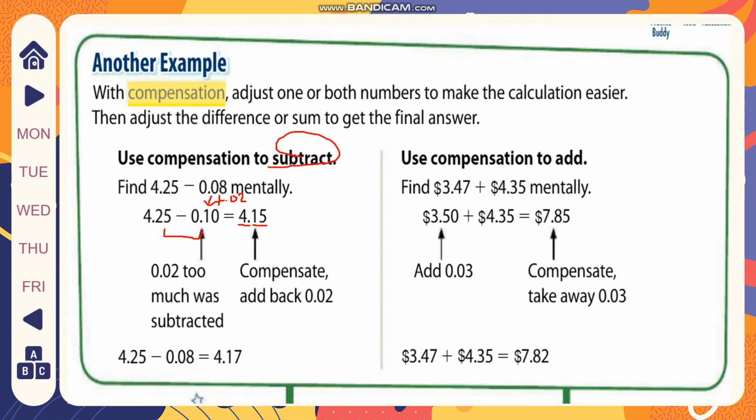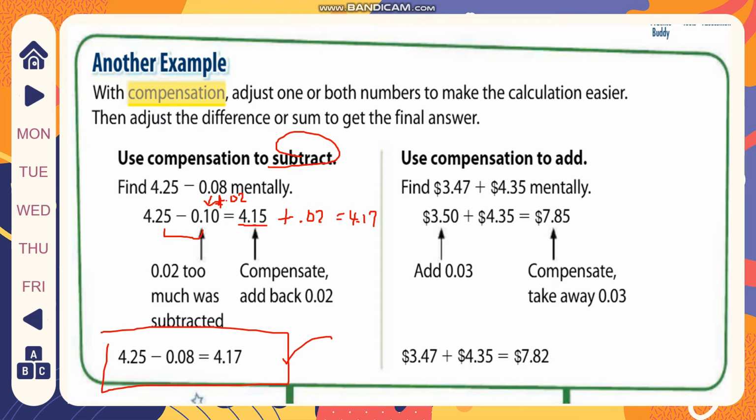So 25 minus 10 is 0.15, and 4 minus 0 is 4. So I have 4.15. Then, since you added from the start, you need to add back the 0.02. So 4.15 plus 0.02, the answer is 4.17. Therefore, 4.25 minus 0.08, or 8 hundredths, is equivalent to 4.17. Okay? Now, let's proceed to the next one.